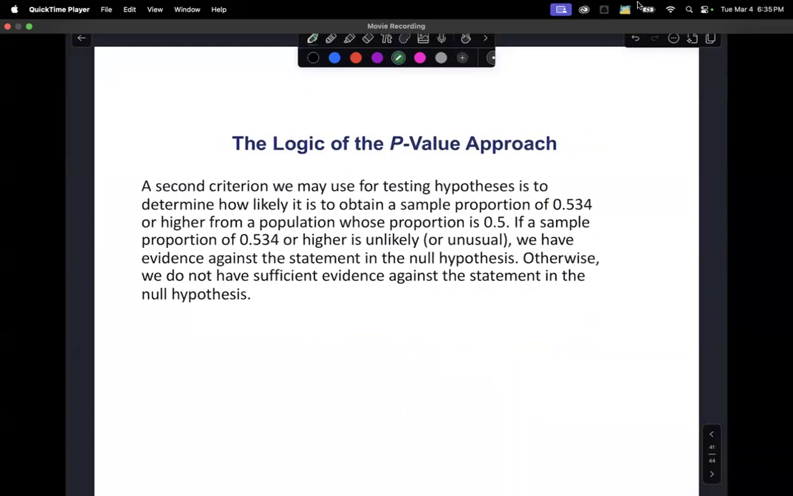A p-value is just a probability. I don't want anyone to be like, oh no, a new term. We're just too lazy to say probability. A p-value is just a probability. So what we do with the p-value is we determine the probability of getting a sample with 0.534 or higher, and then we compare that to our alpha.